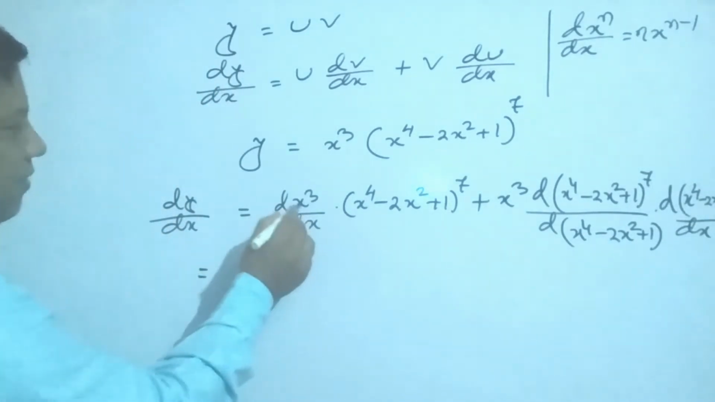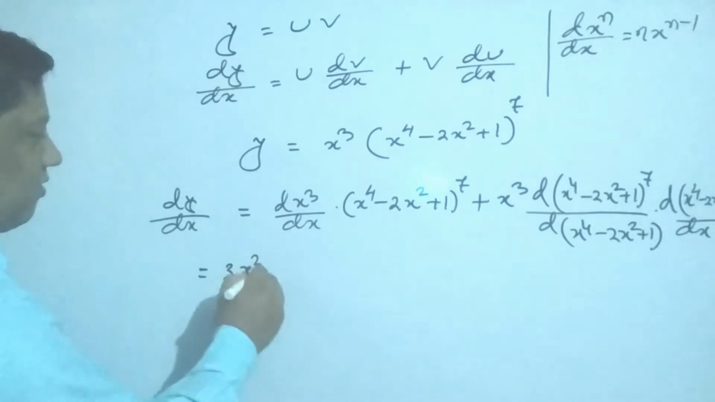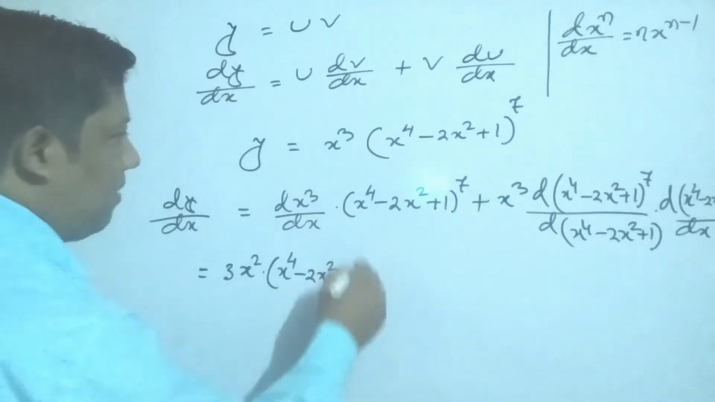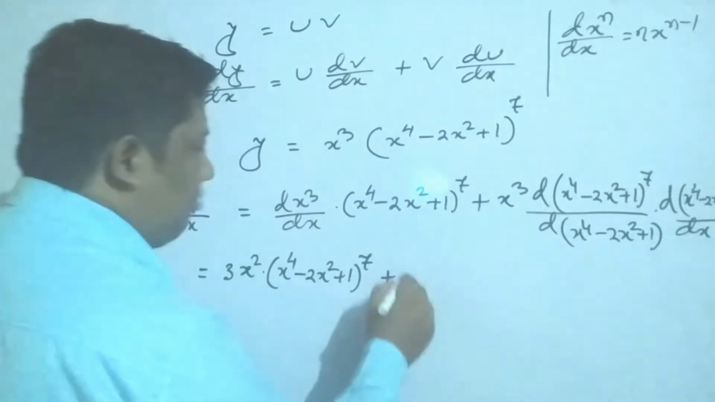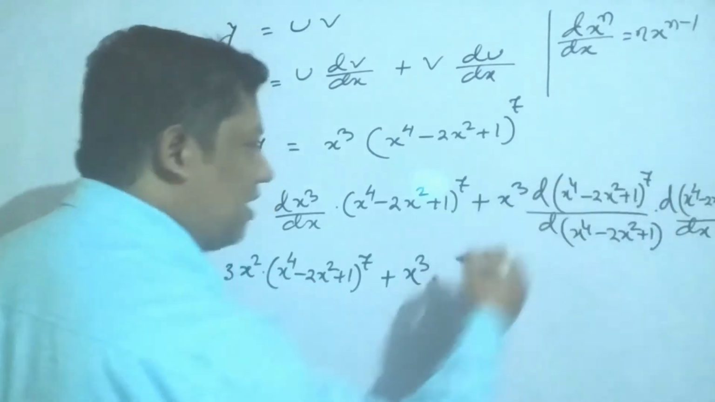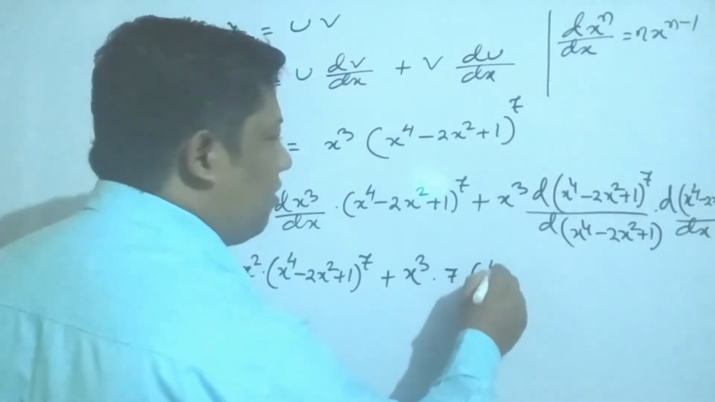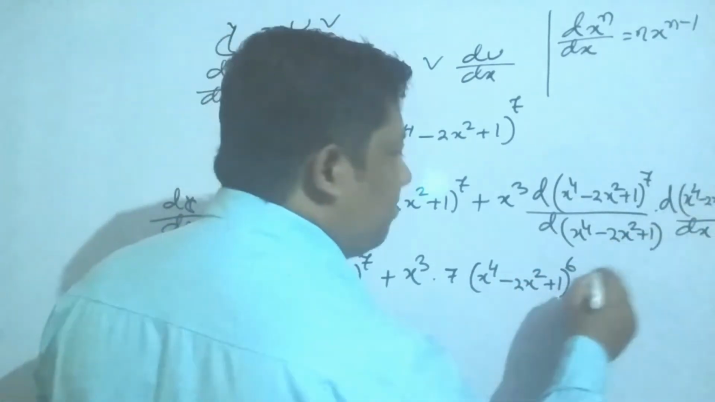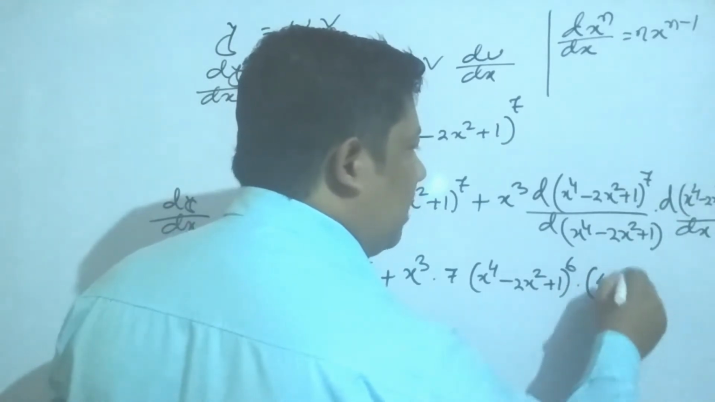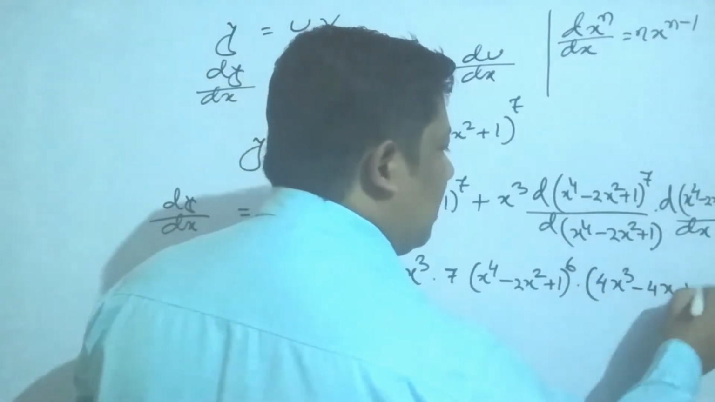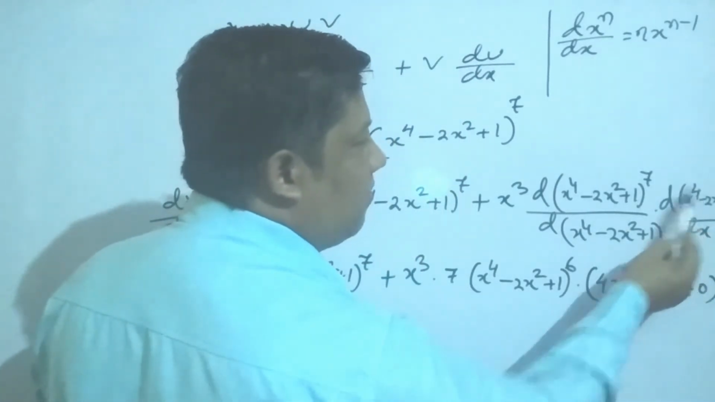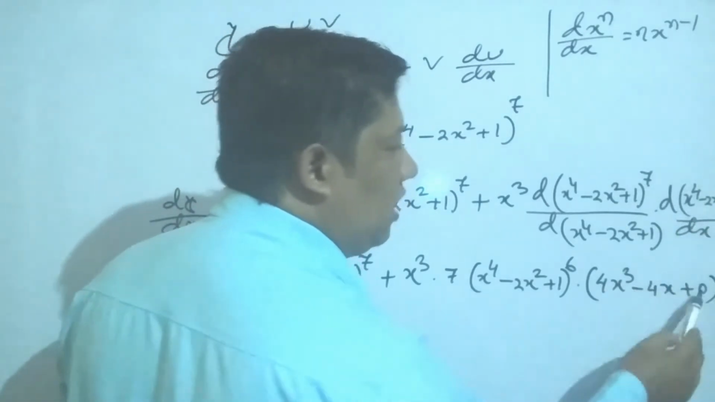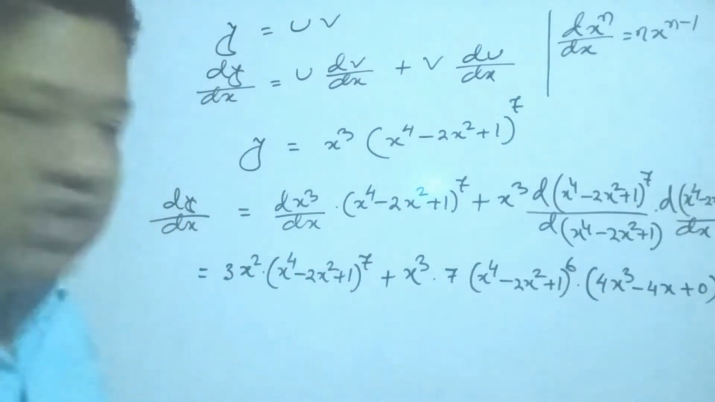Next, you get the differentiation of this part equal to 3x square. Again, leave this part, (x to the power 4 minus 2x square plus 1) power 7. Next, you have to leave this part and differentiate: the power comes first, and (x to the power 4 minus 2x square plus 1) power 6. Now differentiating this part, you get 4x cube minus 4x plus 0. Because when you differentiate, the power comes first and 1 is subtracted, and this part gives 4x, and differentiation of 1 you get 0, and that is your answer, my dear students.